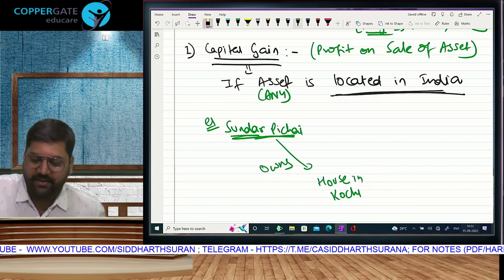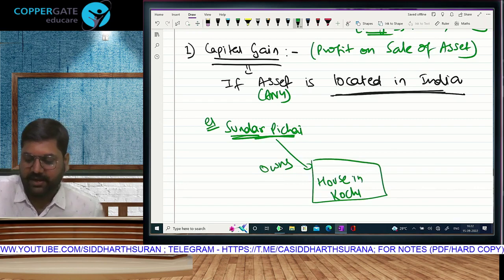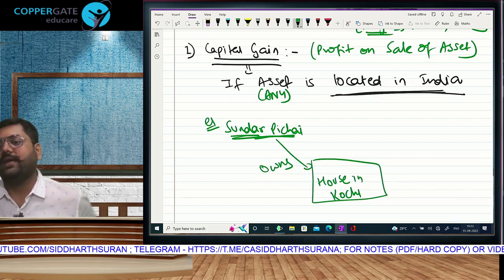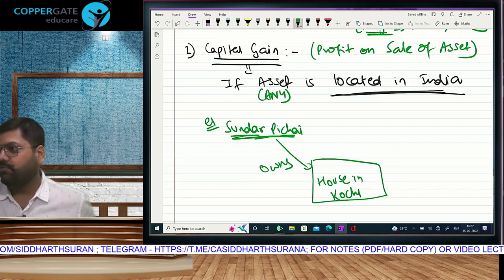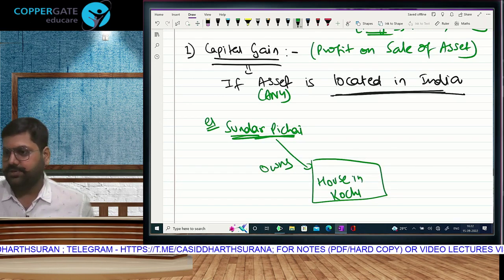नहीं तो if I say that he was from Chennai, then people will say no sir, he is a Malayali. भाड़ में गया. He can have a house anywhere. He is the CEO of Google after all. He owns a house in Kochi.